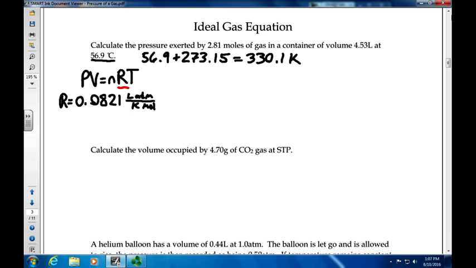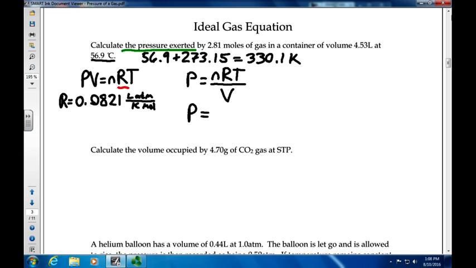Getting back to our problem, we now have the temperature in Kelvin, and we're looking to calculate the pressure exerted. So that means that we're going to want to isolate pressure in our ideal gas equation. To do that, we simply divide by volume to both sides, and we end up with P is equal to nRT over V. Pressure is equal to moles times the gas constant times temperature divided by volume. And at this point, we can simply plug in the values.